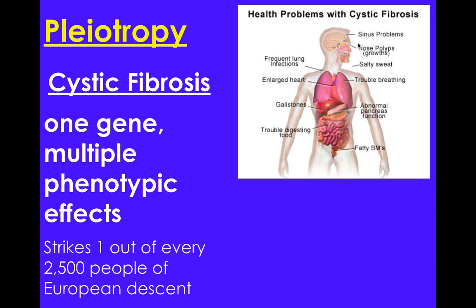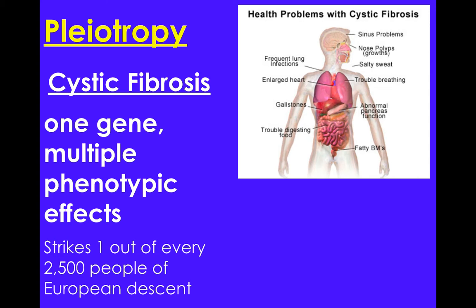Problems that you have if you have cystic fibrosis: a lot of sinus issues, nose polyps or growth in the nose. You have very salty sweat, trouble breathing, and that's going to be because of the mucus that's building up. Frequent lung infections, again, because of the mucus buildup. The heart tends to be enlarged.